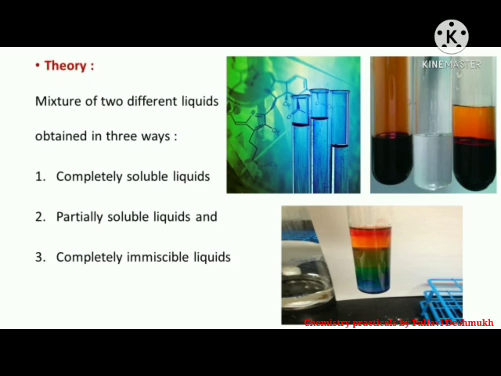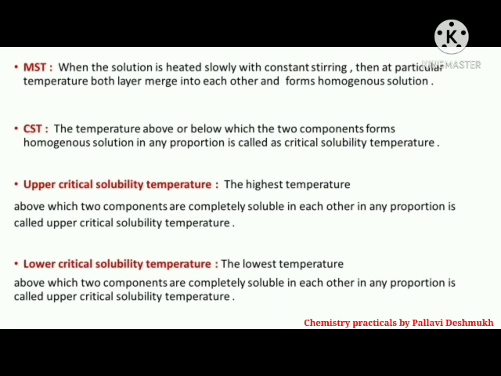The upper layer is a saturated solution of water in phenol and the lower layer is a saturated solution of phenol in water. When the mixture of phenol and water is heated slowly with constant stirring, then at a particular temperature both the layers merge into each other and form a homogeneous solution. This temperature is called the mutual solubility temperature. Mutual solubility temperature depends on the composition. Mixtures of different composition have different mutual solubility temperatures.